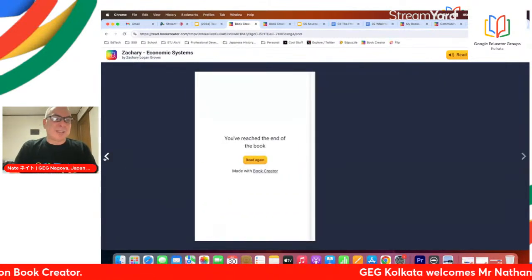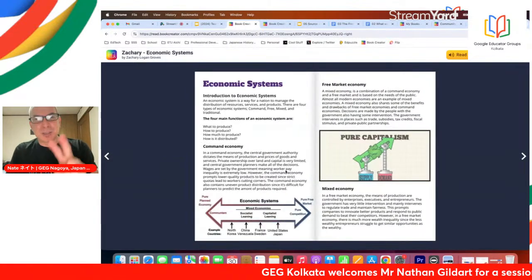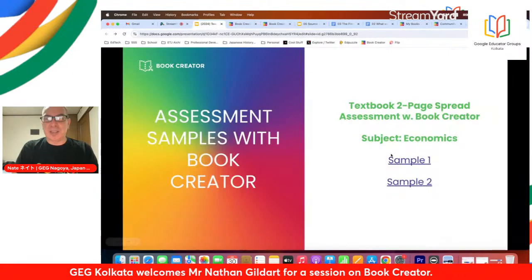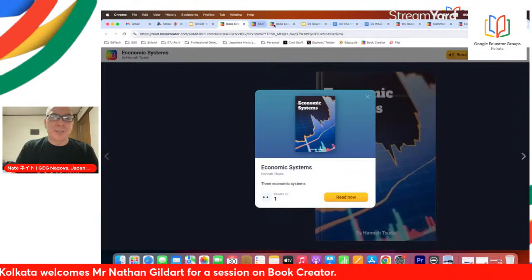But there's their 2-page spread right there. And they only had about 2 weeks to work on this, by the way. So the size commensurates with the actual activity or the assessment, if you will.